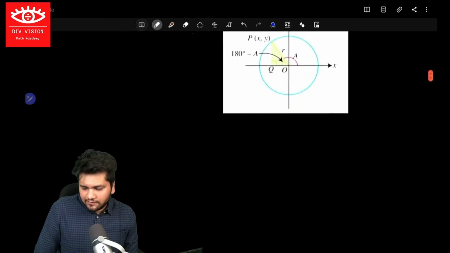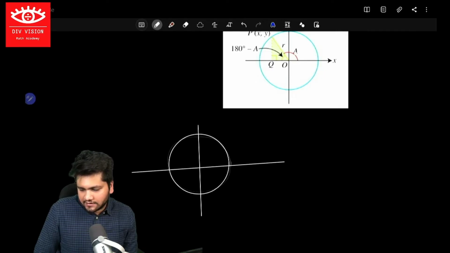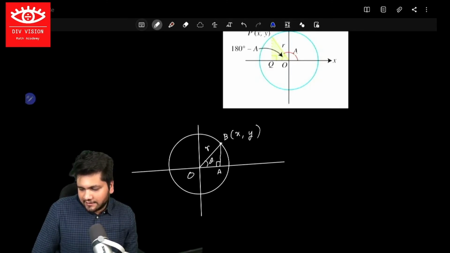So for that, what we will do, we will construct a circle on the coordinate axis. So let's consider these are your x and y axis, and this is a circle. And this is the radius of the circle, which is r. Now, as you can see, this is going to be the right angle triangle. Let's say this is O, this is A, and this is B. And the coordinate of B is x comma y. And this is the angle theta.